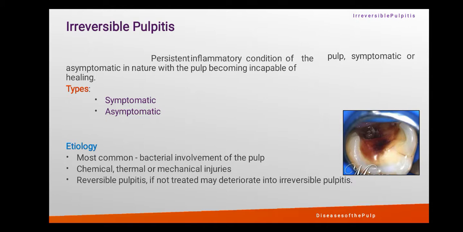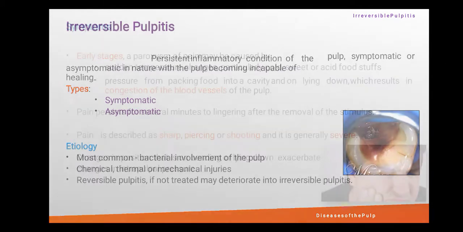Now it is of further two types. It may be symptomatic or acute irreversible pulpitis, or chronic asymptomatic irreversible pulpitis. The most common etiology is bacterial involvement of the pulp. Chemical or thermal mechanical injury also. Reversible pulpitis, if not treated, may deteriorate into irreversible pulpitis.